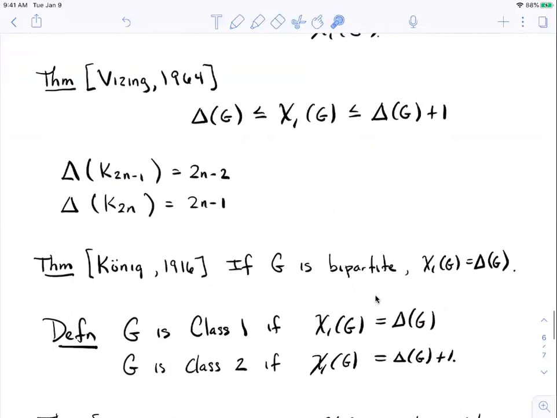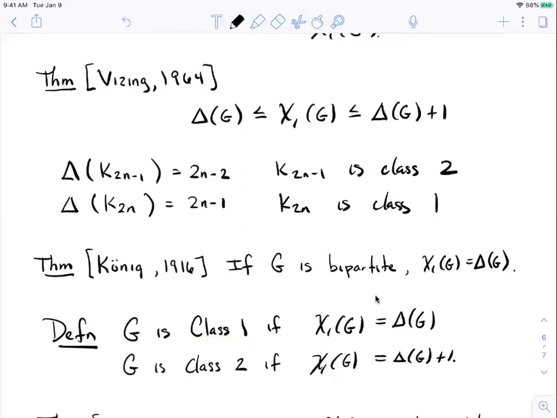Here I have those definitions. A graph is class 1 if its edge chromatic number is Δ(G). It's class 2 if it's Δ(G) plus 1. So just to write down up here, K_{2n-1} is class 2. K_{2n} is class 1.